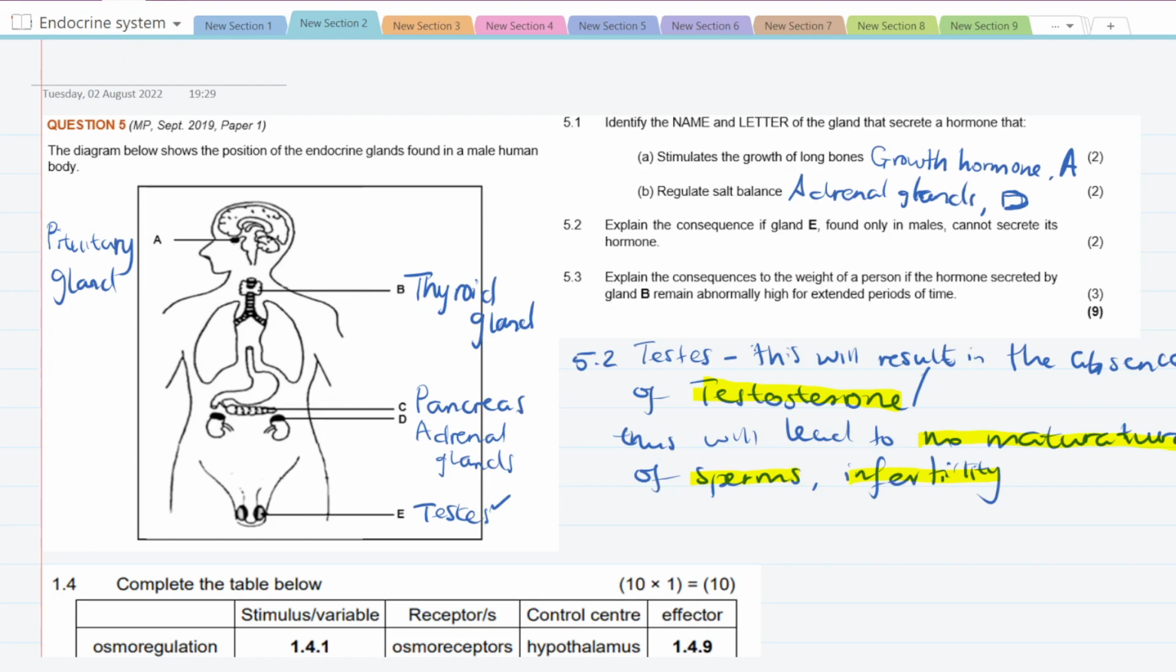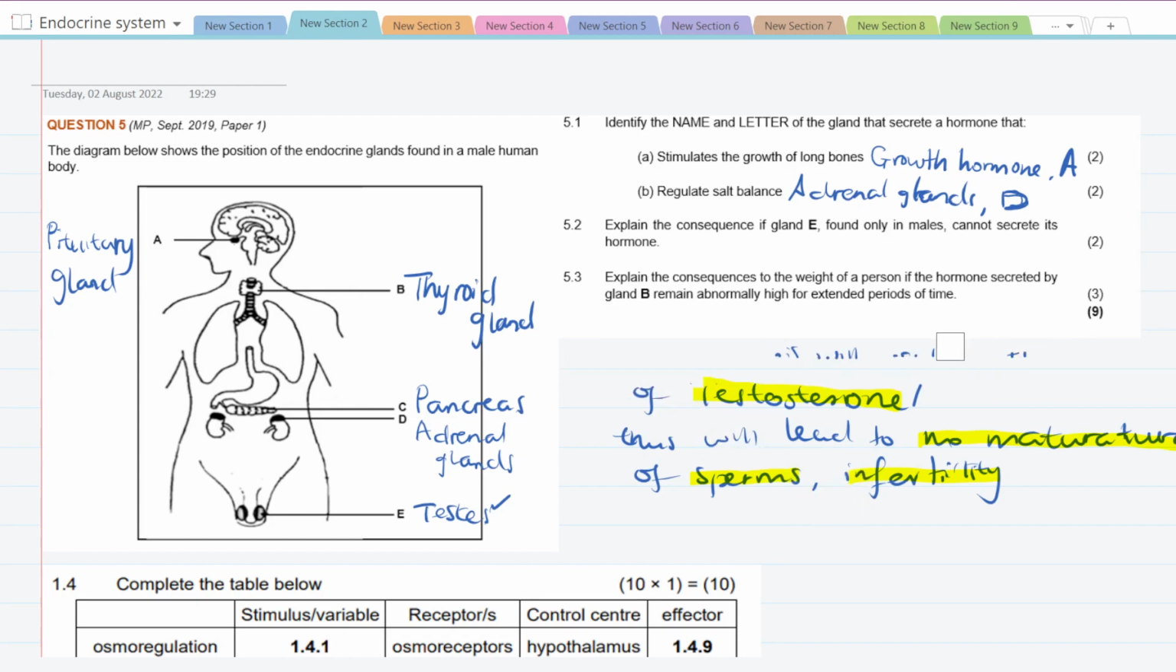So now we are going to look at 5.3. Explain the consequence. Again, we have to explain the consequence. And remember, when you explain, you refer to the cause and the effect. So the cause here is that there is no testosterone produced, and then the effect will be that it will lead to no maturation of the sperm cells and thus infertility.